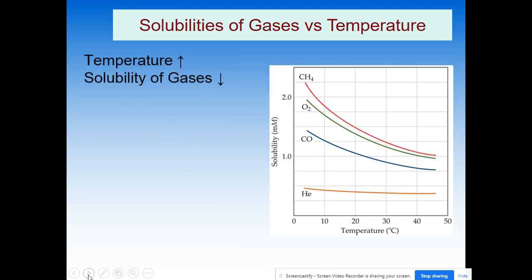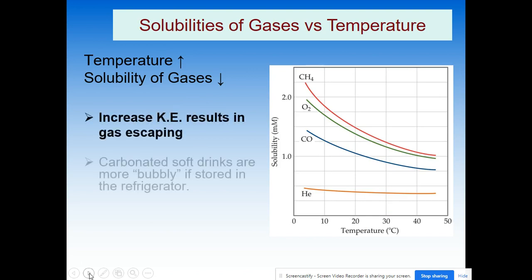The opposite happens with temperature with gases. So at higher temperature, gases are moving around more. They have a greater ability to escape from the surface of the solution. So they're going to actually be less soluble at higher temperatures. So here we see solubility decreases as the temperature increases with gases.